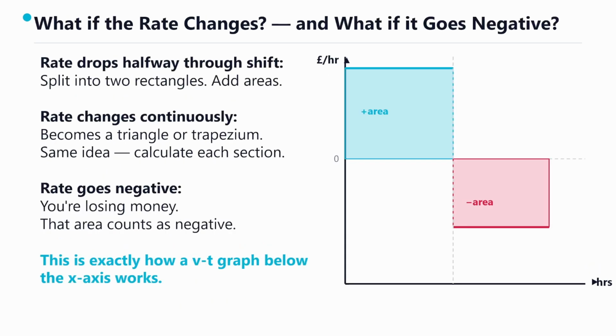Well, what happens if your rate changes? Say it's £10 an hour for the first 3 hours, and then drops to £6 an hour for the next two. The graph isn't a flat rectangle anymore. It's a step or slope, depending on how the rate changes, but the principle is identical. You calculate the area of each section separately and add them up. But here's the case you'll need for physics. What if the rate goes negative? You owe money back. The area of that section counts as negative, so you subtract it.